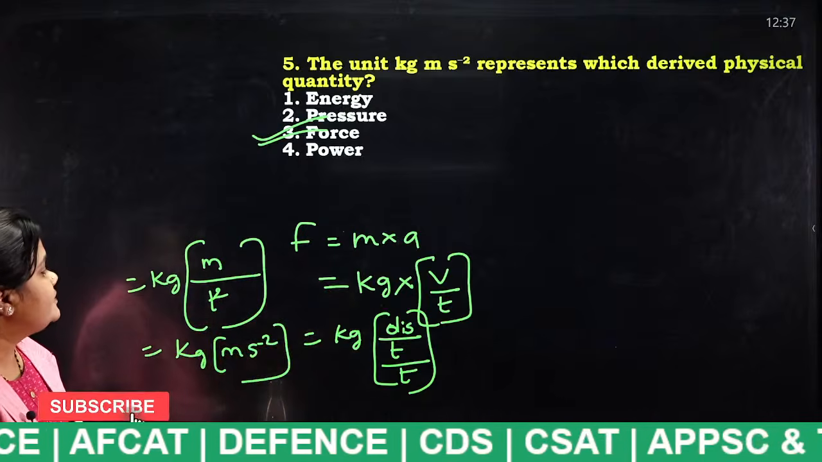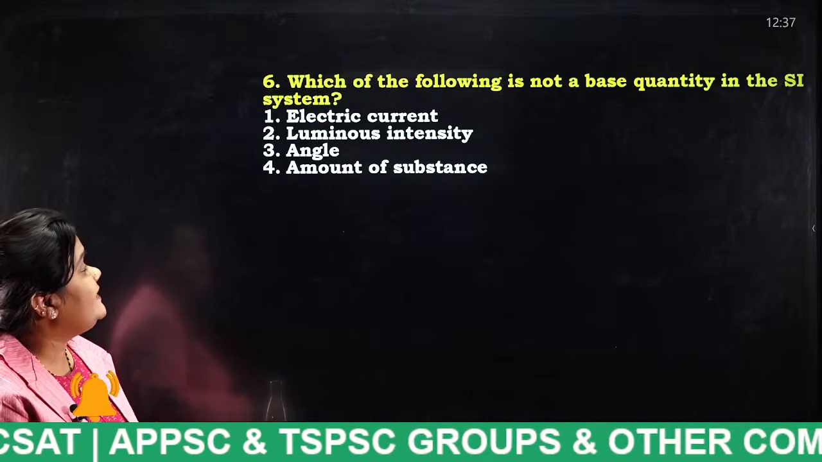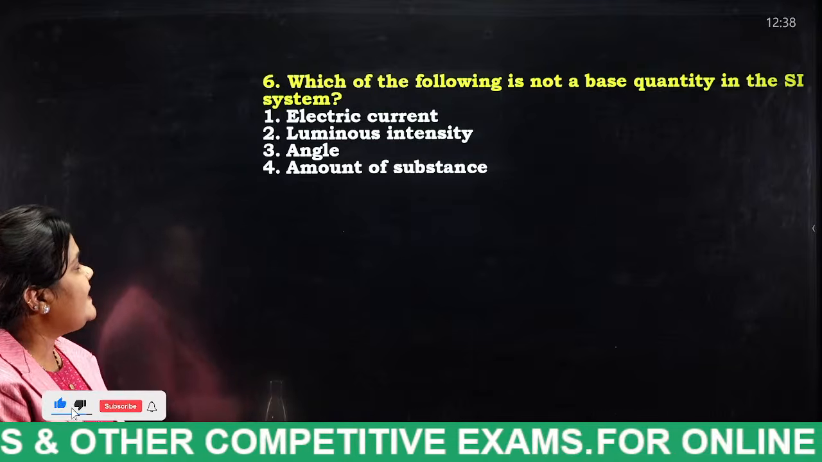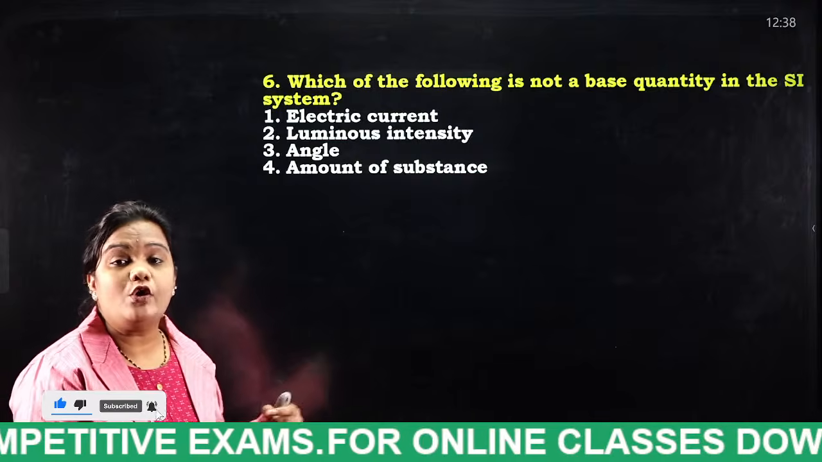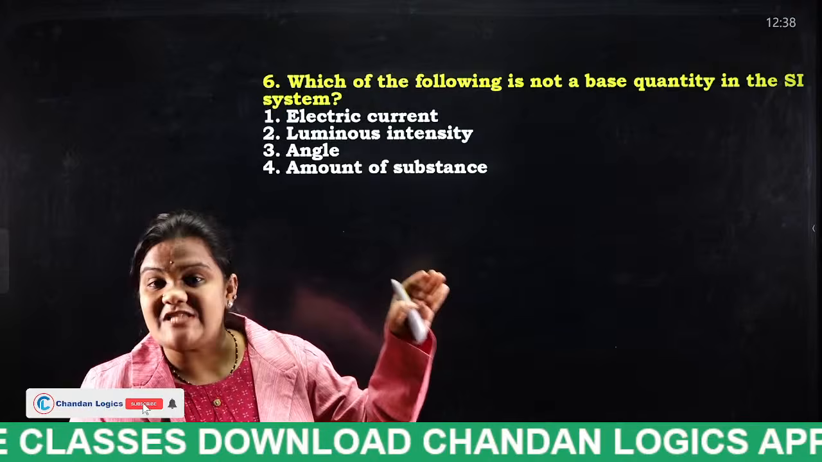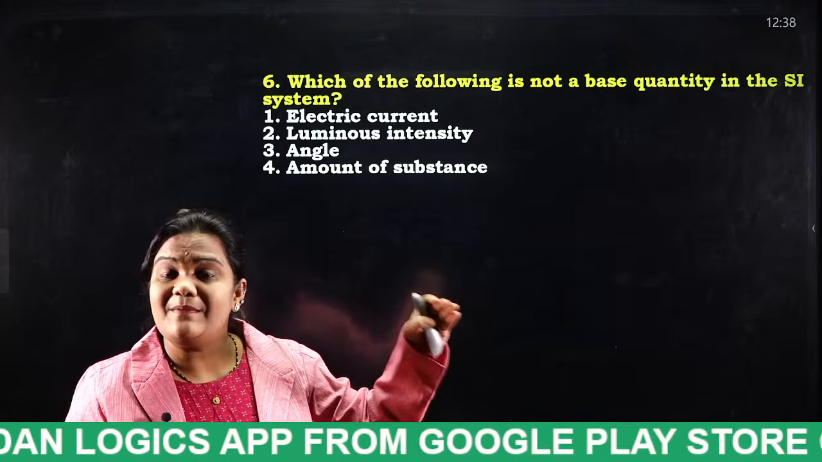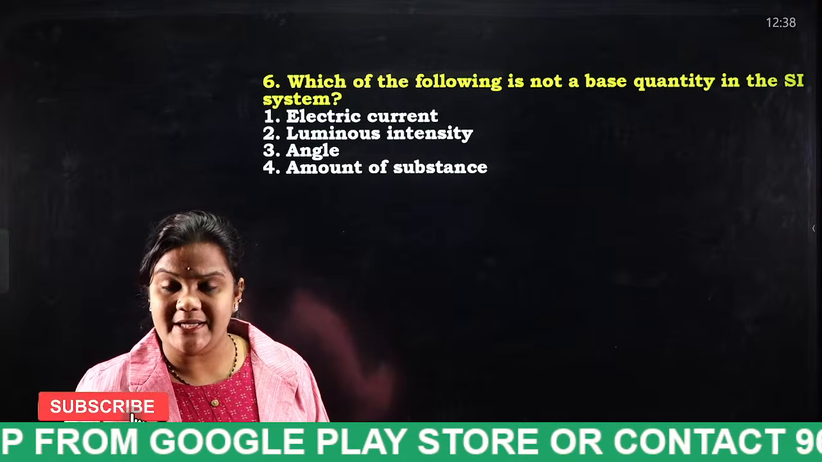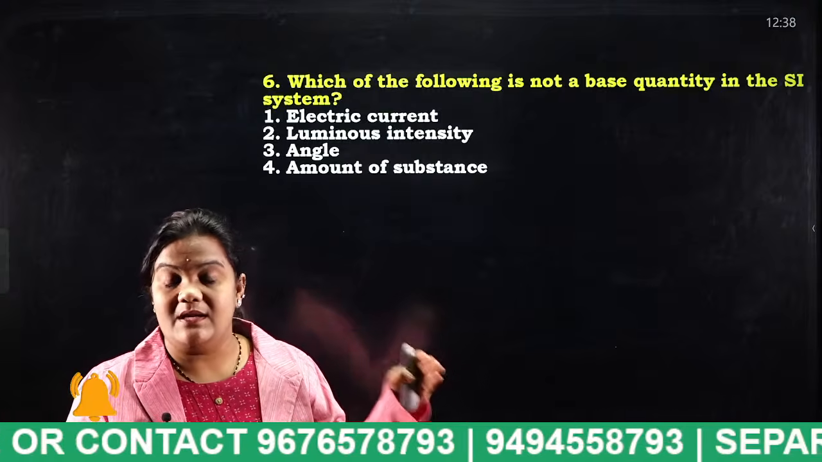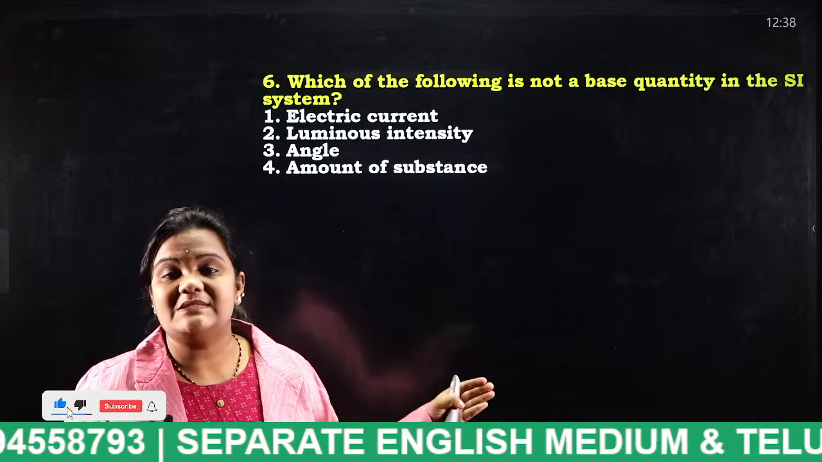Next. Which of the following is not a base quantity in the SI system? Electric current, luminous intensity, angle, amount of substance. As I have told you already, there exist two types of units: basic standard units and supplementary units. So what are the basic standard units? I have told you already: length, mass, electric current, luminous intensity in candela, amount of substance.